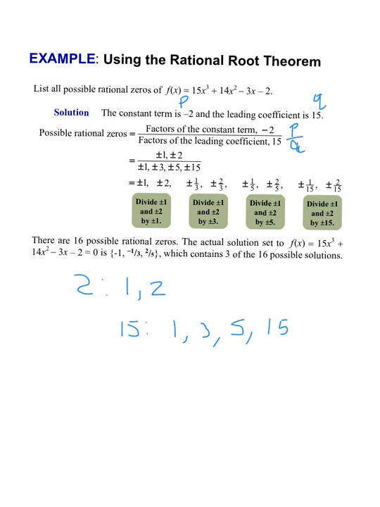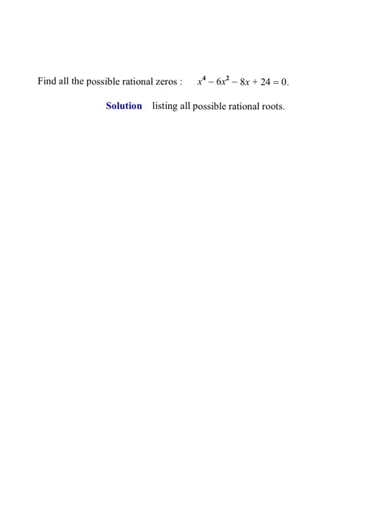And from what you see right here, there are 16 possible rational zeros. But the actual number is 1, 2, 3, because we can see the degree is 3. Let's do an example here. We are told to find all the possible rational zeros, and that's what I want this video to be about, writing all the possible zeros.